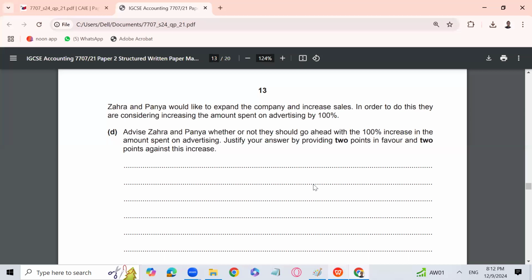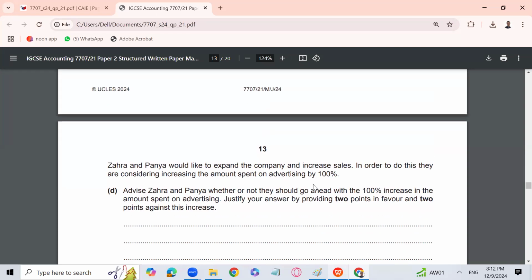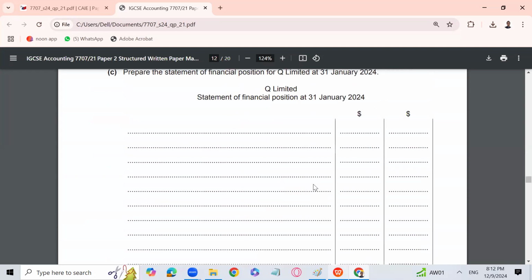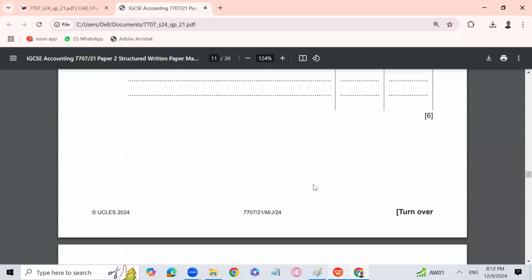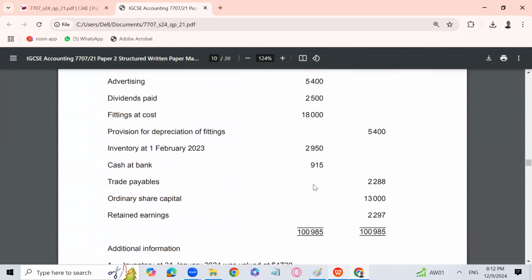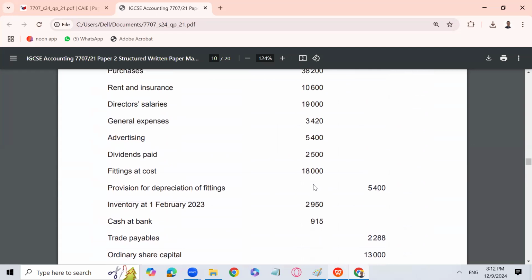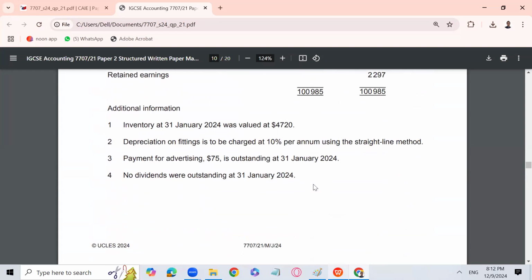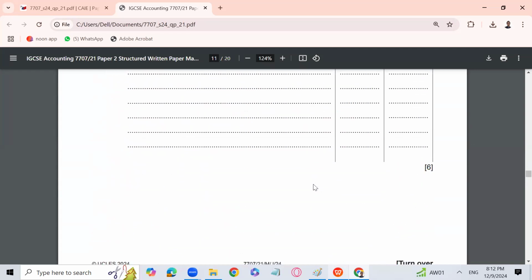Zara and Panya would like to expand the company and increase sales. In order to do this, they are considering increasing the amount spent on advertising by 100%. Let's see, first move down. What is the amount we have spent on advertising currently? The advertising expense which is given in the question is 5,400 and 75 is outstanding. So 5,475 we are paying for advertising.